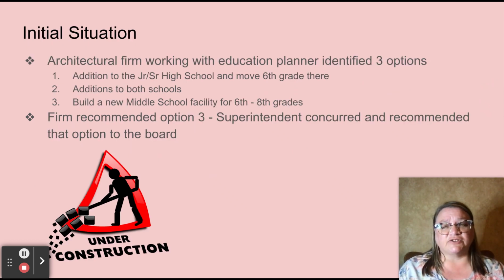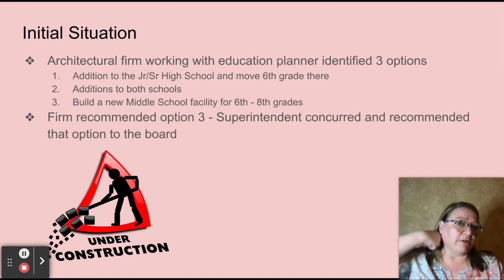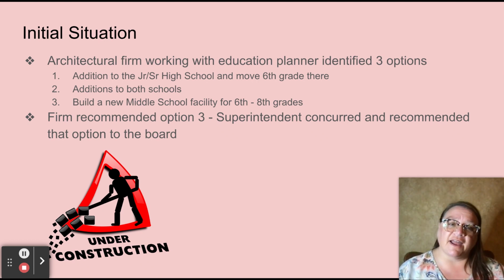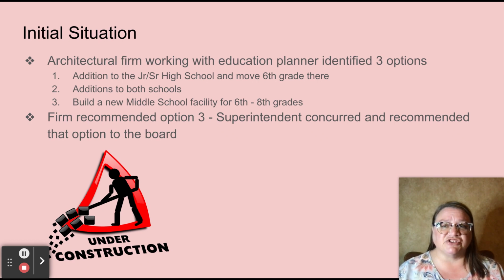So, an architectural firm was hired to work with an educational planner and identify the options for relieving that space problem. And they identified three options. The first option was an addition to the junior and senior high school, and then they'd move the sixth graders to that building. The second option was building additions on both schools. And the third option was to build a new middle school facility for sixth to eighth grades. That would be on the same campus.